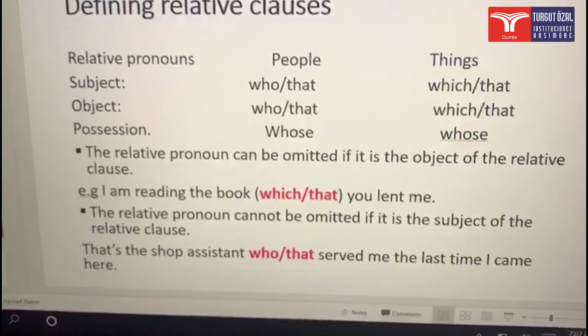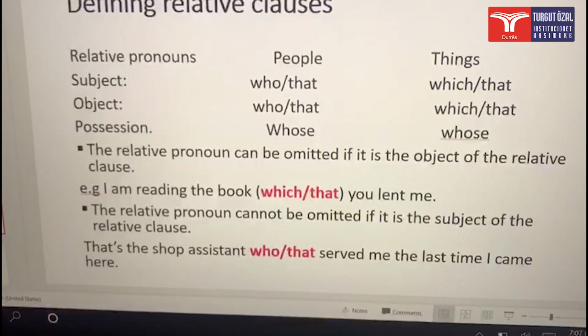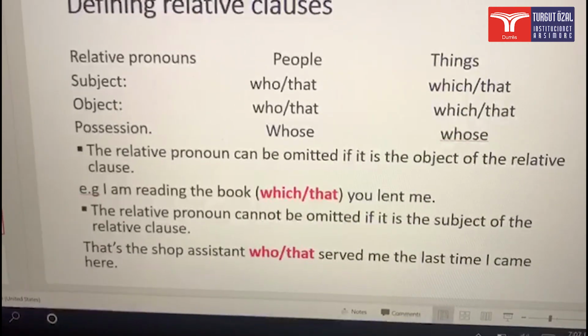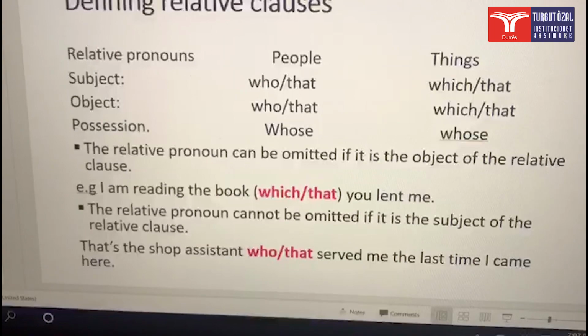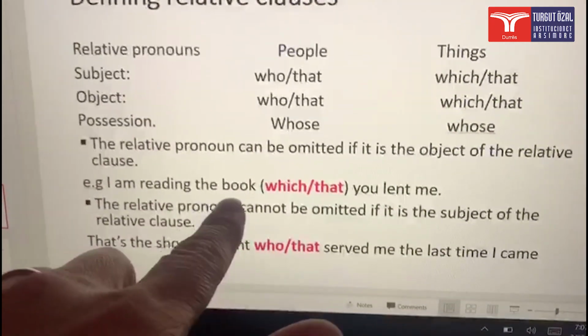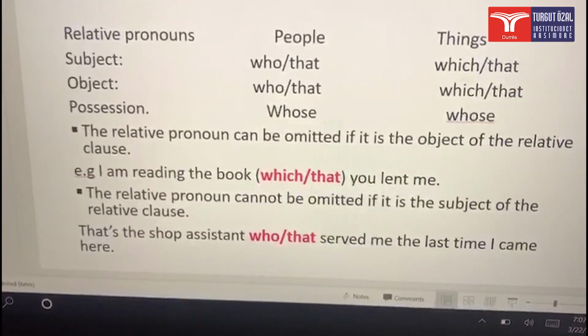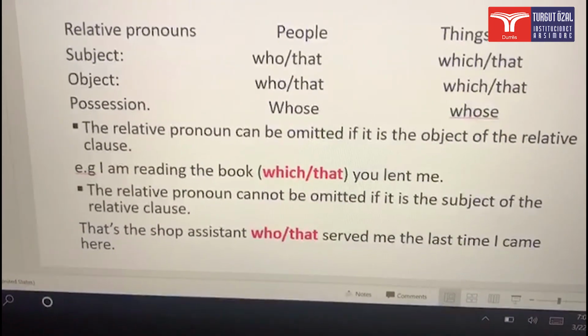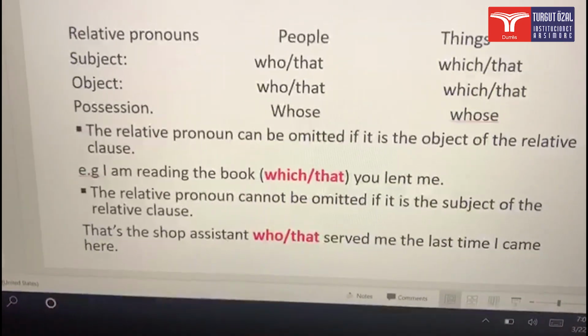For example, I'm reading the book, which or that you lent me. Now, which is the object of the sentence? The book. And the relative pronoun which or that refers to the book, to the object of the sentence. And if I remove that, the sentence makes sense. I'm reading the book you lent me.